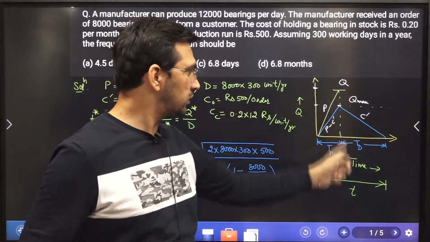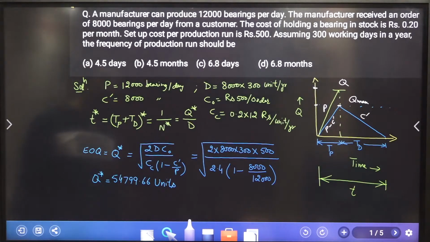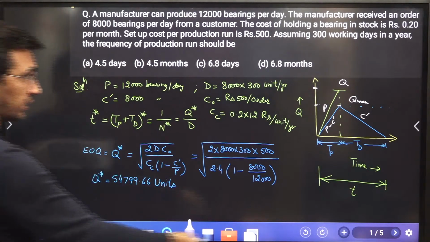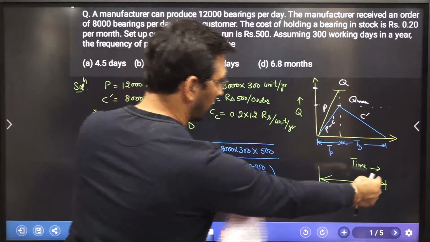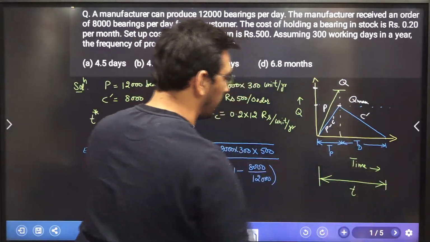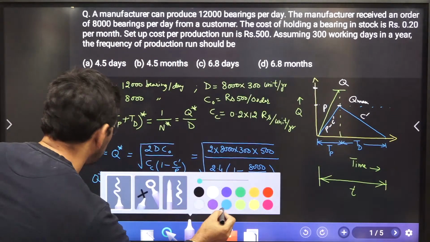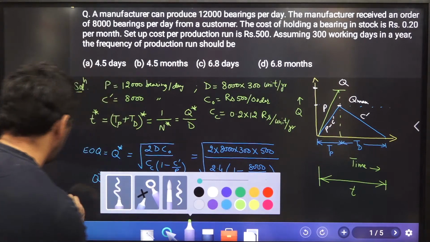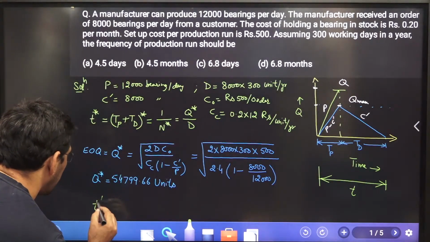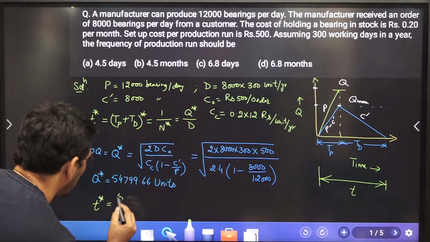And the rest you may be knowing about this model. I don't need to explain in detail. So the rest, I want to find out T star, cycle time. So cycle time T, corresponding to quantity Q. Since now I am at Q star, this time will become T star, which we are calling the frequency of production run. So we are having T star equal to how much? So Q by D.